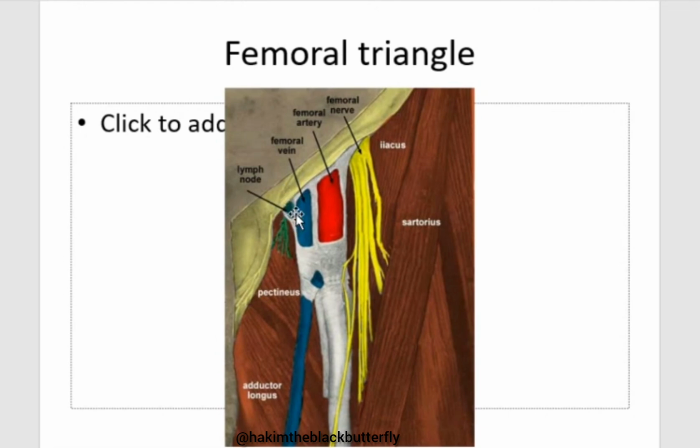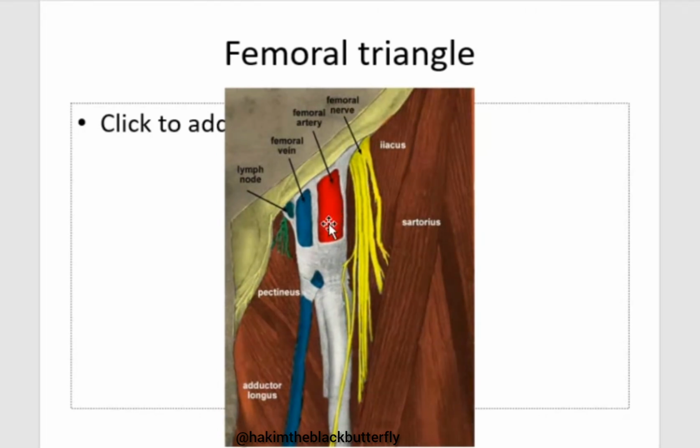From the femoral canal, we go to the femoral vein. From the femoral vein, we go to the femoral artery. From the femoral artery, we go to the femoral nerve. Those are the contents of the femoral triangle from medial to lateral. You can also mention them from lateral to medial, as long as they are in order. And the femoral vein and femoral artery, they are surrounded by a connective tissue known as the femoral sheath. Femoral sheath.